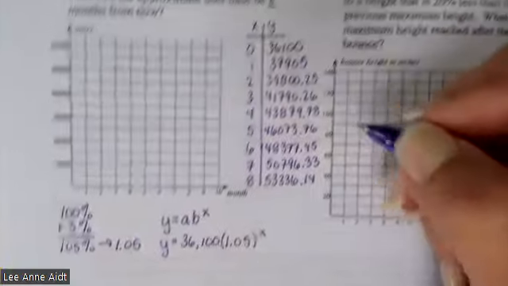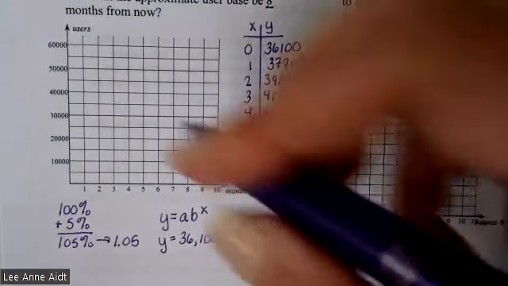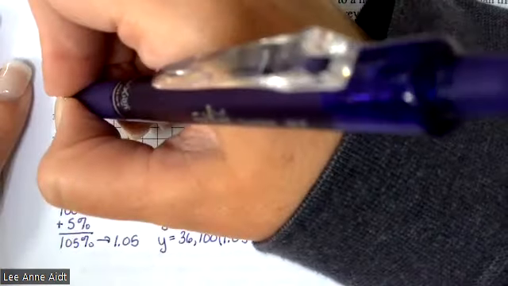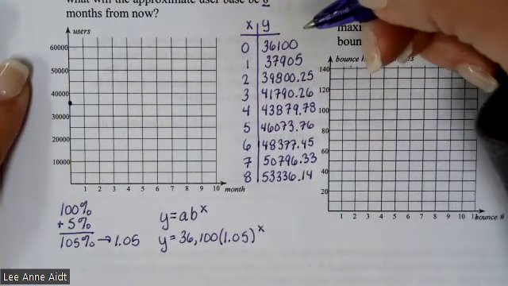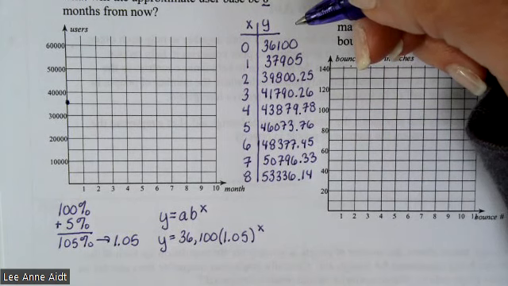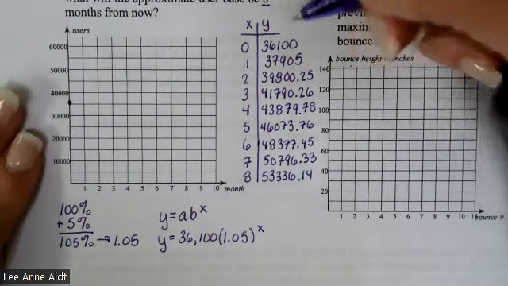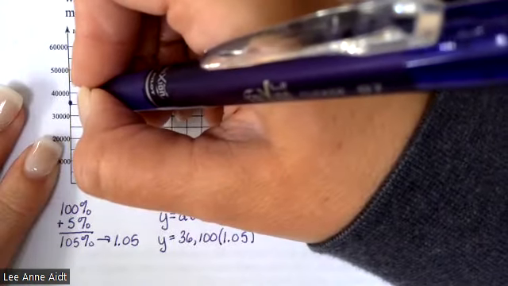Okay. 36. So just like eyeball these as best you can. It's really hard to graph in the 10,000s, but we're just going to do our best.